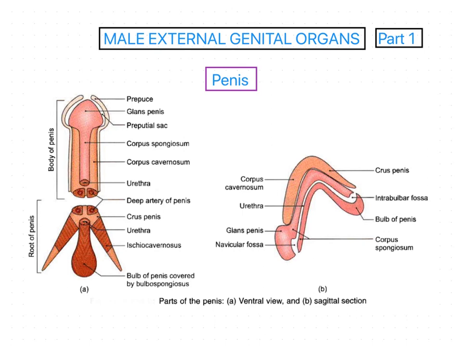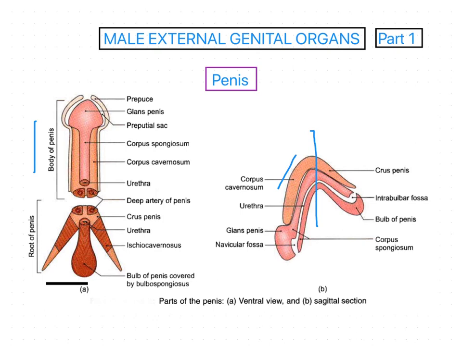The penis is the male copulatory organ and it consists of a root and a body. The root of the penis is fixed. This is the ventral view and this one is the sagittal view. This is the root and this one is the body.